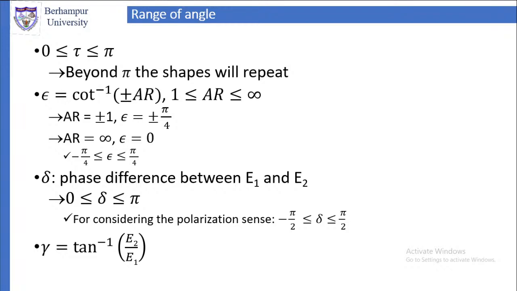Then gamma is equal to tan inverse E2 by E1. If gamma is equal to tan inverse E2 by E1, then the limit on gamma will be from 0 to pi, because the limit on tan inverse E2 by E1 is from 0 to pi. So if we put that limit, it will be 0 less than equal to gamma less than equal to pi. So this is the discussion on the range of angles.